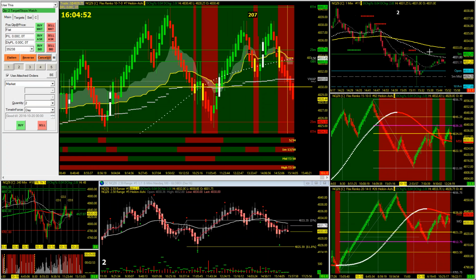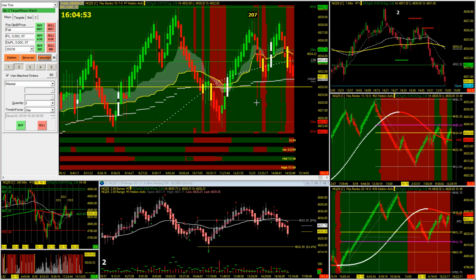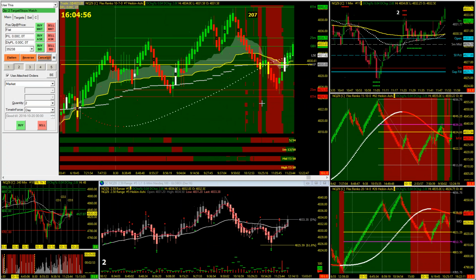If we look at that on a 1 minute chart, I have to scroll this over to get us to a 1 minute. Here's what it looks like on a 1 minute chart. I'll expand the 1 minute and we'll walk through this thing again.